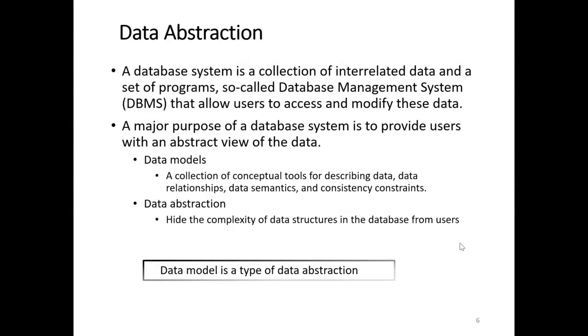Then a data model is considered one type of data abstraction. In this class, we're going to discuss two data models, the relational data model and the entity relationship data model, okay? These two data models pretty much do the same thing. They only represent the abstract view of the data. From those abstract views, users can understand what kind of data is stored in the database and what their relationships are. But regarding where the data is stored and how it is stored, we don't know. They don't need to know.